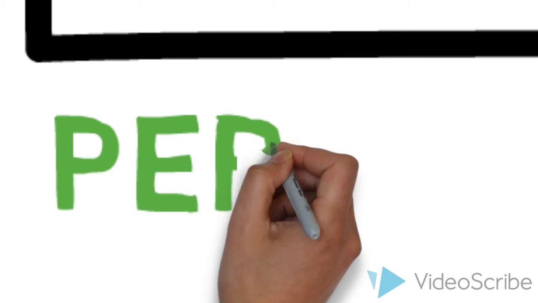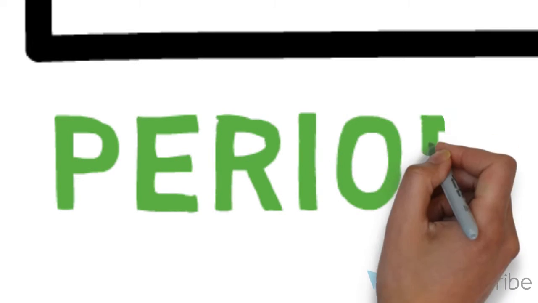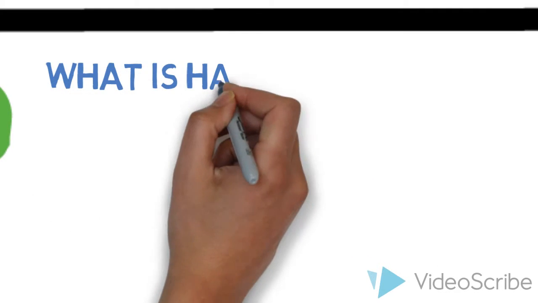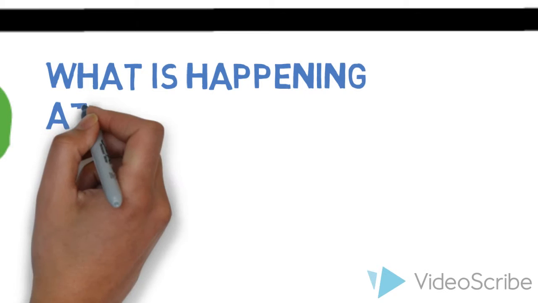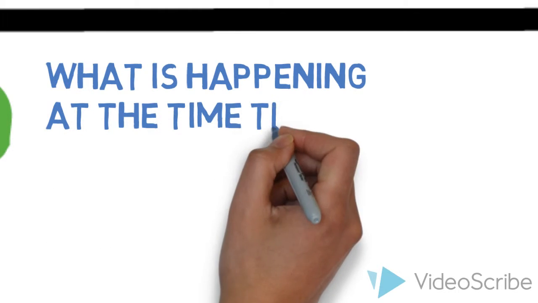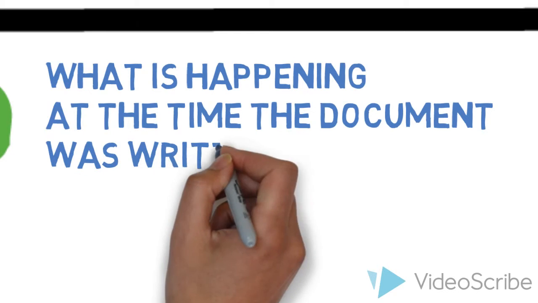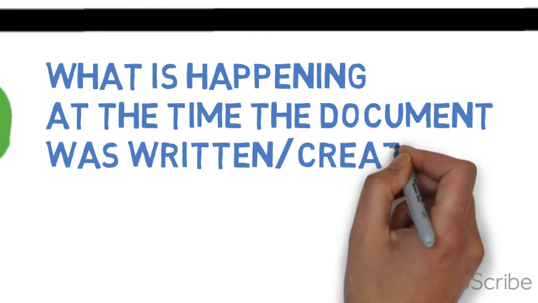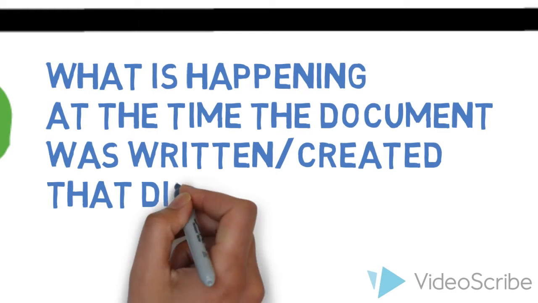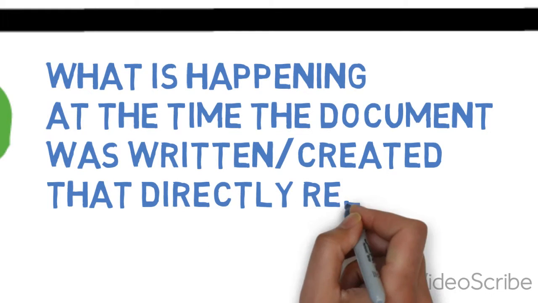Next, you're going to write the period. The period we're talking about is the time period the document was written in. So when you're doing that, you should ask yourself the question, what is happening at the time the document was written that directly relates to the document? That's really important that you determine that it directly relates or has had some sort of impact on the document.